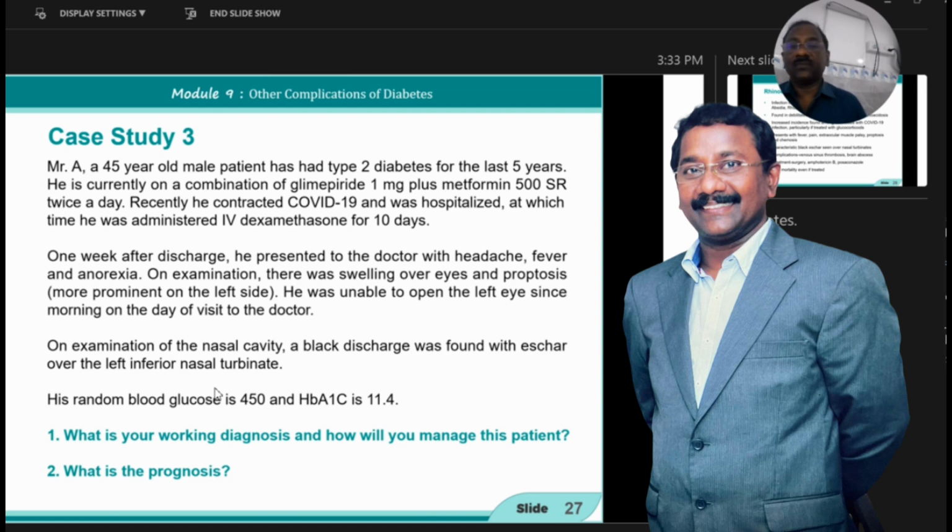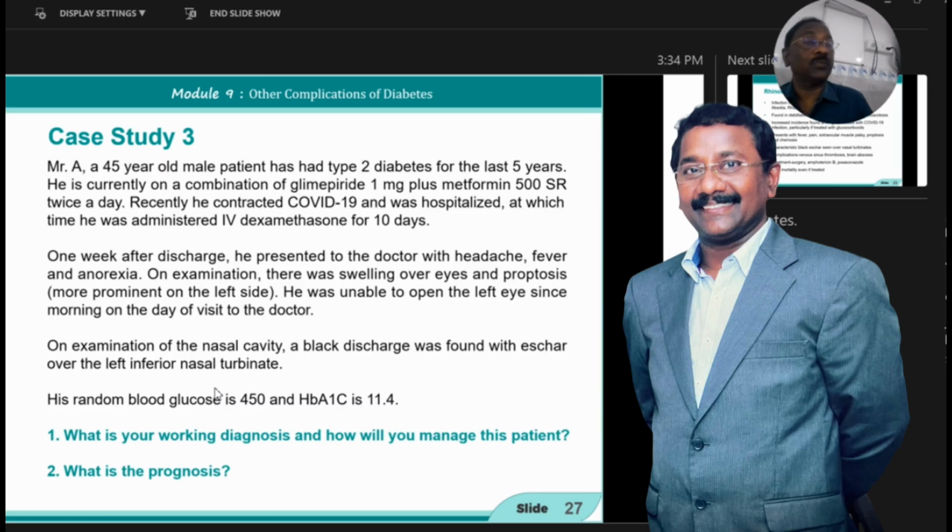So what is our diagnosis? What is the working diagnosis? Very big diagnosis, life-threatening diagnosis, okay. And how will you manage this patient? So multidisciplinary action, not a physician alone. Get a CT scan done, get an MRI done, see the neurosurgeon, see the ophthalmologist, see the ENT surgeon, okay, debridement in a good theatre, and finally maybe enucleation of the eye is also possible. So what is the prognosis?